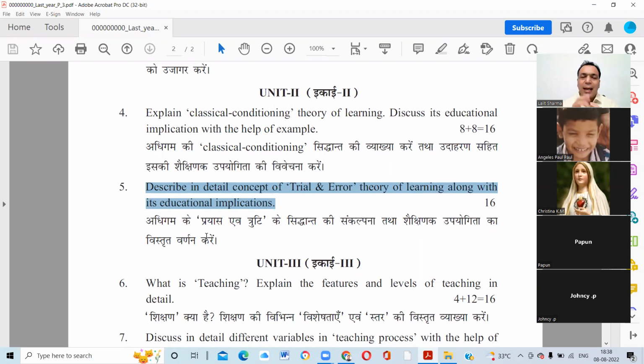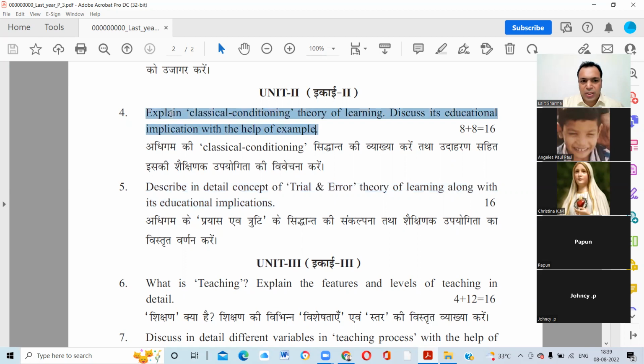So no doubt you have to give stress on the educational implications. But under the trial and error theory, you have to define the theory, a little bit, half a page. You can talk about the experiment of the cat. Then laws of learning are most important, guys. In trial and error theory, there are 3 laws of learning, right? You have to write the 3 laws. Then you have to define the educational implications.